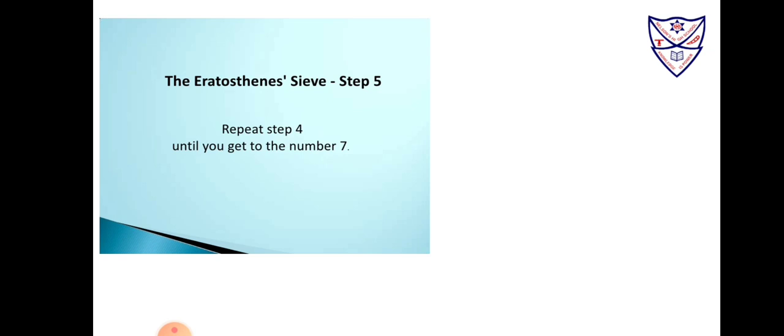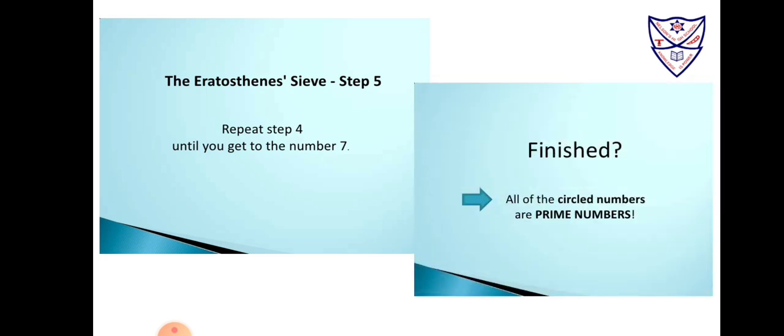And when you cross out all the multiples of 2, 3, 5 and 7, you will get the left out numbers, that are the prime numbers from 1 to 100. So in this method, you are just circling 2, 3, 5 and 7 and crossing out their multiples, and the numbers left out are your prime numbers. So here all of the circled numbers are prime numbers.